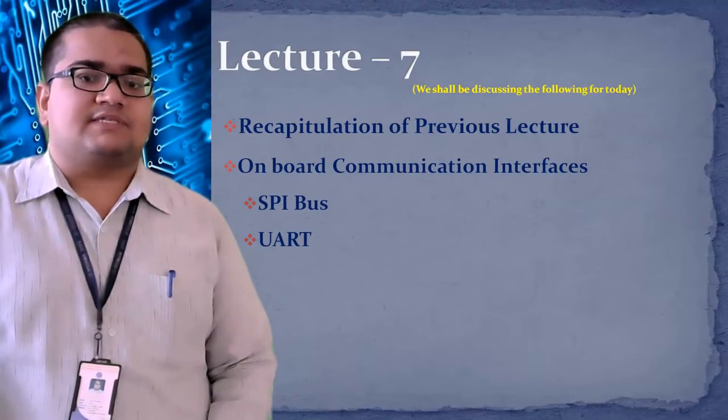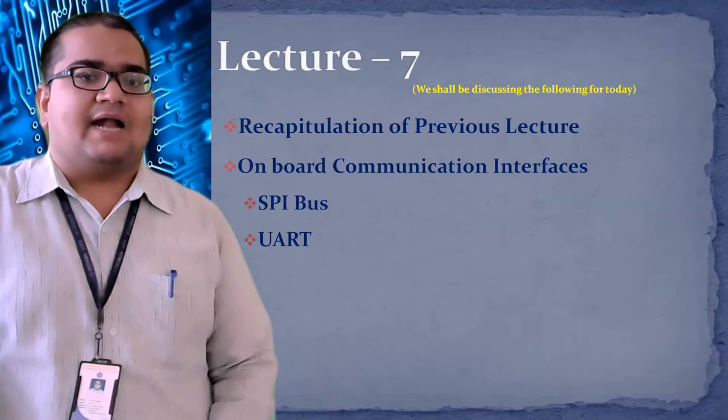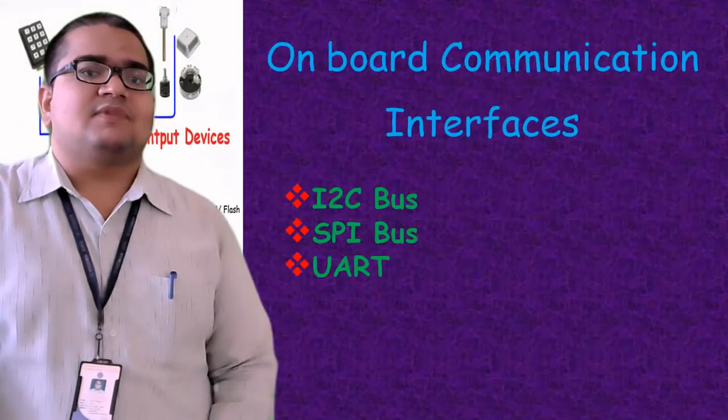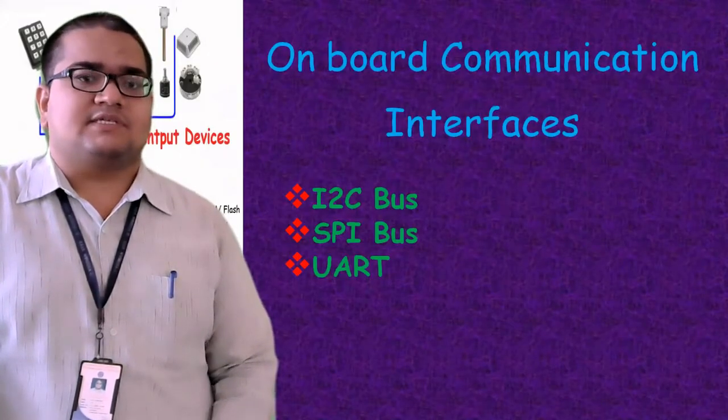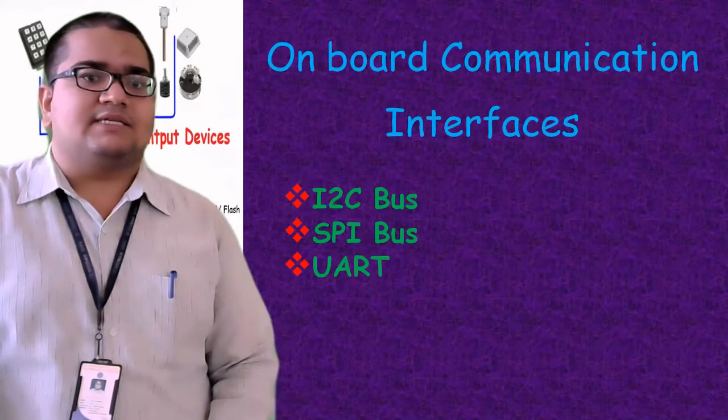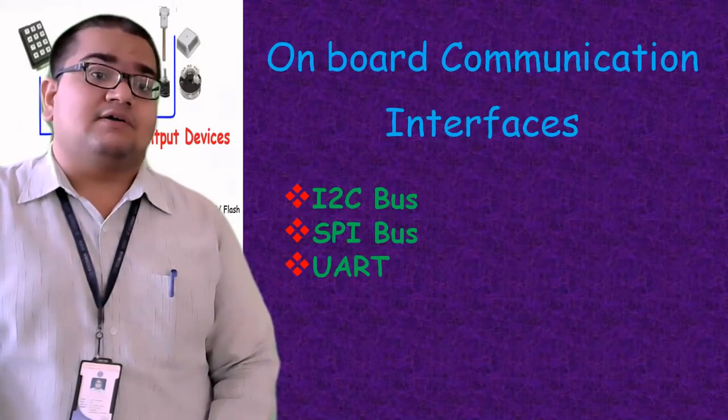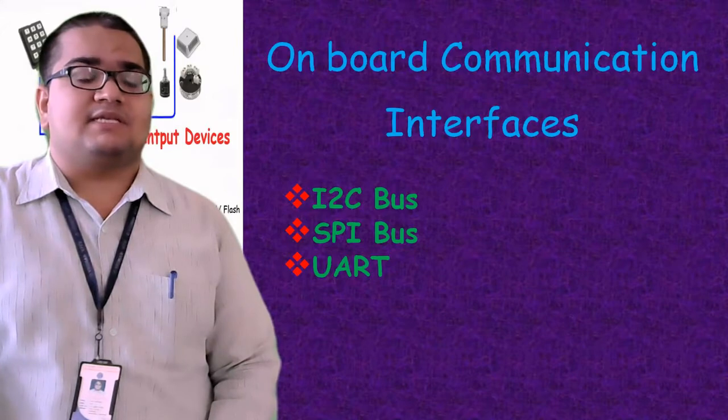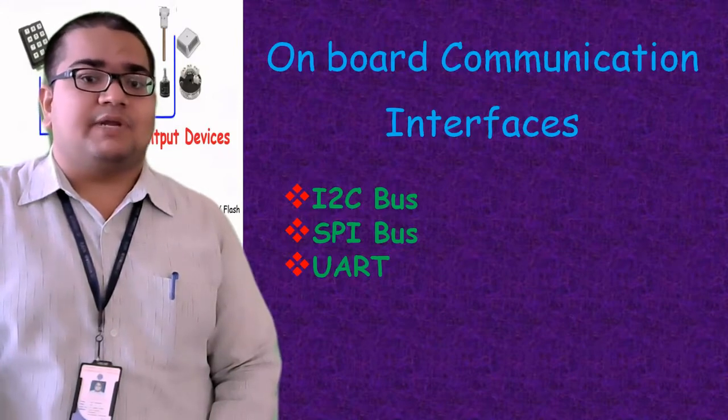But before we start, let us have a brief recap of what we have seen in the previous class, that is the I2C protocol. So, onboard communication interfaces, three of them, as we have earlier discussed, that we'll be checking out here. We have discussed I2C in the previous class, so we'll continue discussing SPI and UART today.